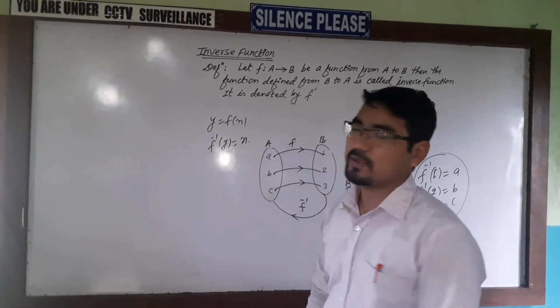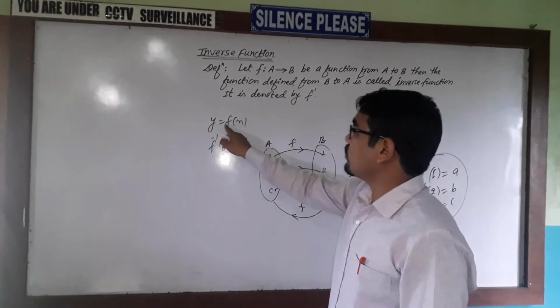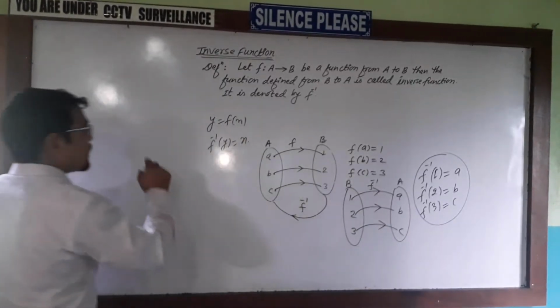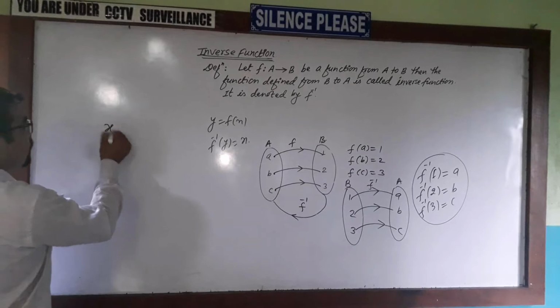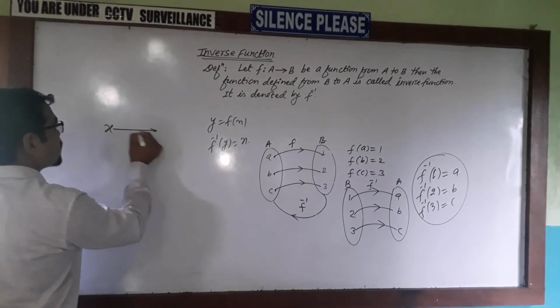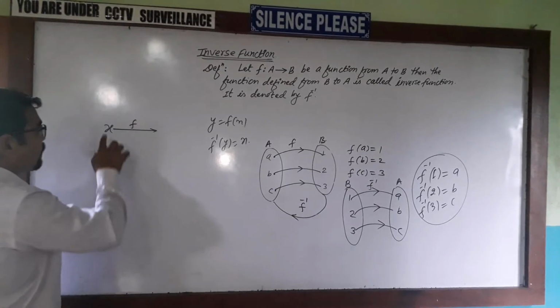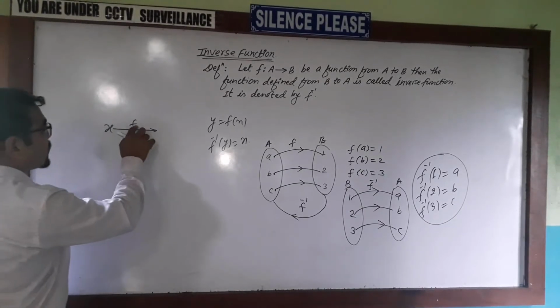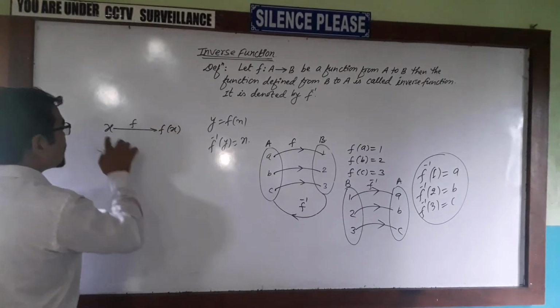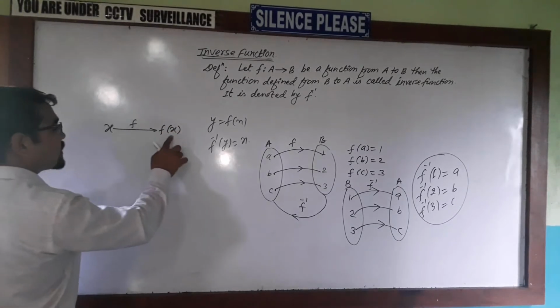This is called inverse function. Mathematically, we can suppose f(x) is equal to y. Everybody can see here, x is the input value. If we operate this x under this function f, then we get f of x.